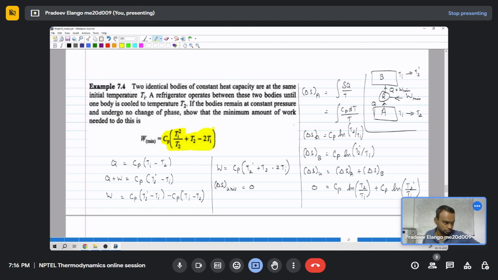Do you have any question? Sir, in the diagram, in the question it doesn't give the final temperatures of the identical bodies, sir. No, they have told that T2 is the final temperature, no? Until it is cooled to temperature T2. So I am taking T2 as the final temperature of body A.